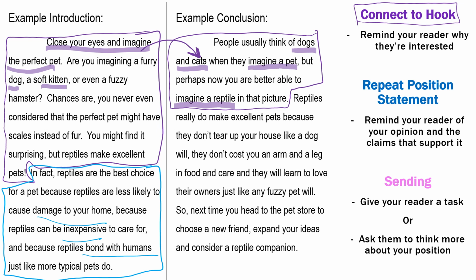Next, I should be seeing the repetition or the repeating of the position statement. So in my intro, the position statement told people reptiles are the best choice for a pet, and then it gave these claims. They don't damage your home, they're inexpensive, and they bond with humans. So in my conclusion, my goal is to remind the reader of my position again. I'm going to say, hey, here's what I think is best, and then here's why I think that.